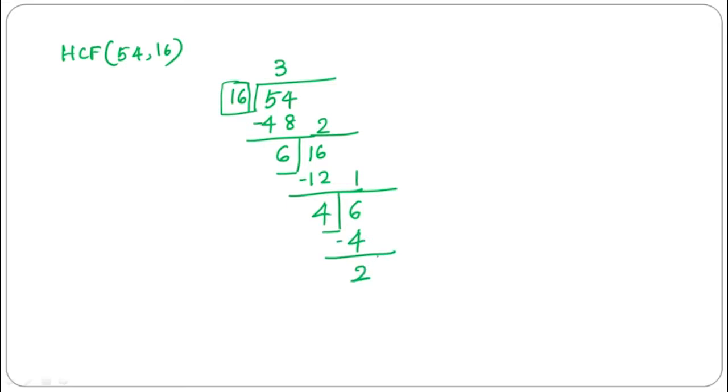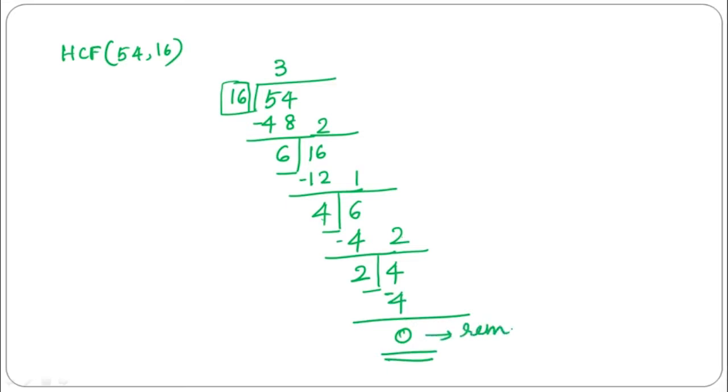Again my remainder is not 0, so again I will take this 4, bring it here, and I will do 4 divided by 2. When I do 4 divided by 2, what will come here? This will be 2. 2 2s are 4, and 4 minus 4 is equal to 0. So I stop at this point when I get the remainder equal to 0.